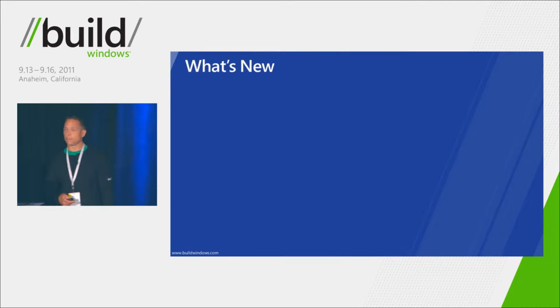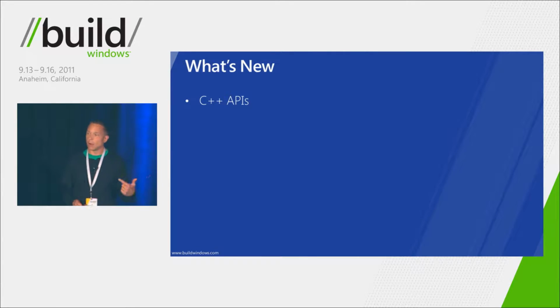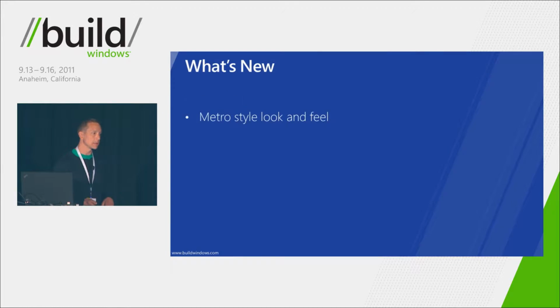So, though, there must be something different. There must be a reason you're here. And there is. There's some things that are new. There's some things that are changed. And I want to articulate some of those, but also give you some insight into why these things are new or why they're different. C++ I talked about, so I won't beat that dead horse. The look and feel of Windows 8 is new.